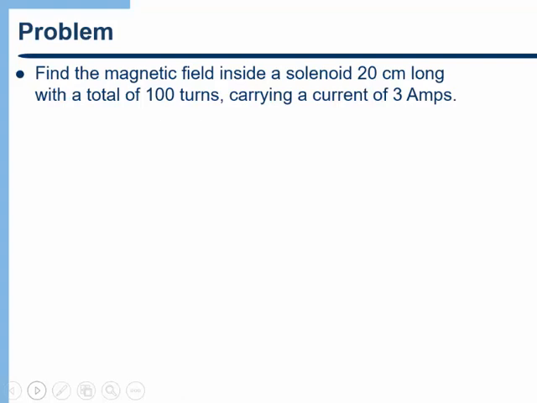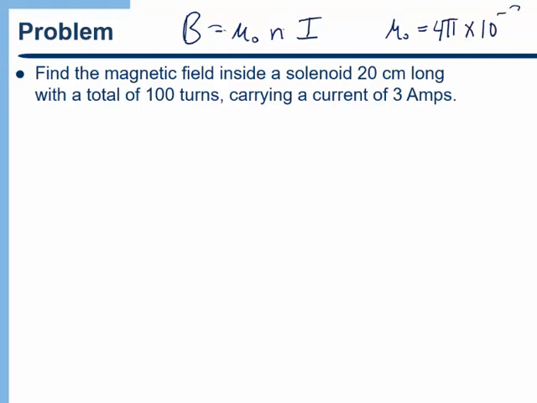Let's go ahead and try out the following problem. It says, find the magnetic field inside a solenoid 20 centimeters long with a total of 100 turns, carrying a current of 3 amps. So we figured out that the strength of the magnetic field is mu naught times n times I, where mu naught is our constant of magnetism, 4 pi times 10 to the negative 7th.